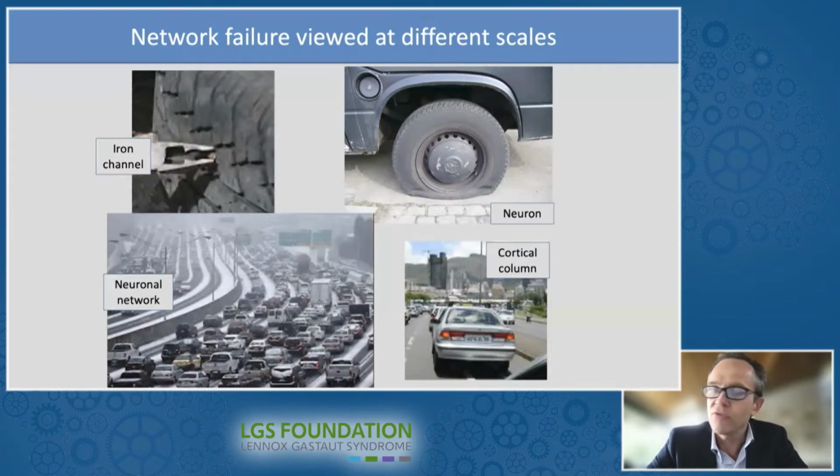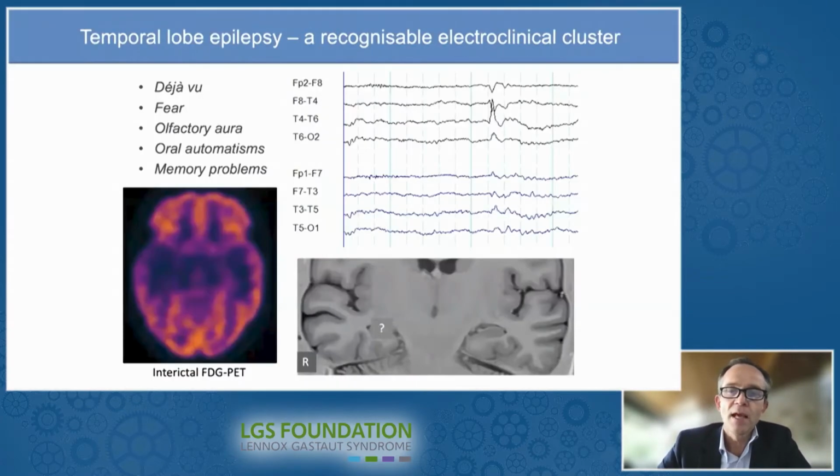And an interesting corollary of this is that the solution to this network failure is not necessarily to put a new tyre on every car every day, but rather is to put a new lane on the freeway. So network problems respond to network solutions. So why does it matter in epilepsy? Well, an example is the well-known phenomenon of temporal lobe epilepsy.